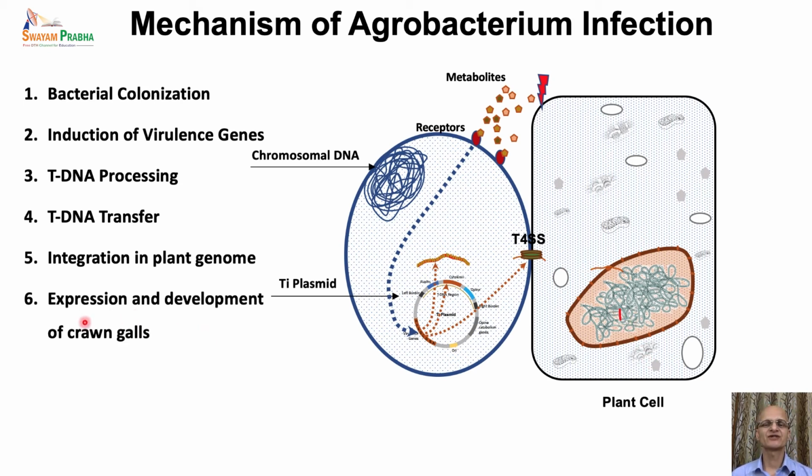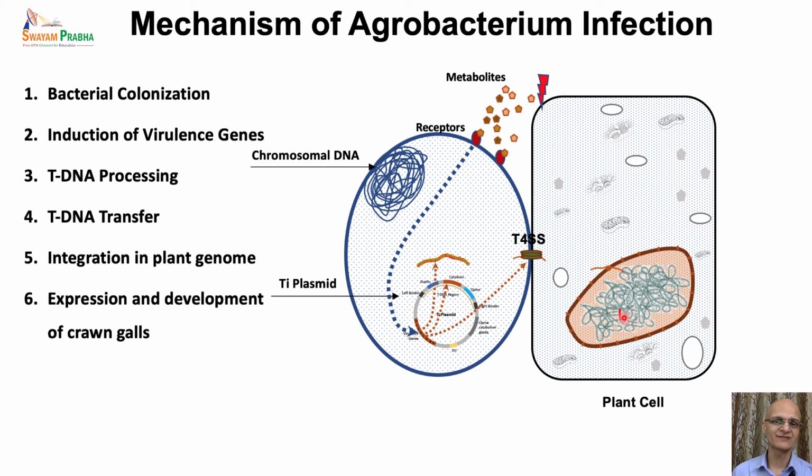Next step is the expression and development of the crown galls. So once the tDNA is integrated into the plant genome, it behaves as the plant's own DNA. So now the plant would not be able to differentiate between its own DNA and the tDNA which comes from the agrobacterium and gets integrated into the plant genome, and hence it transcribes the genes present on the tDNA in the same way as its own genes.